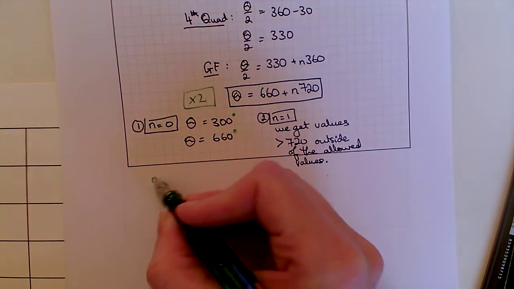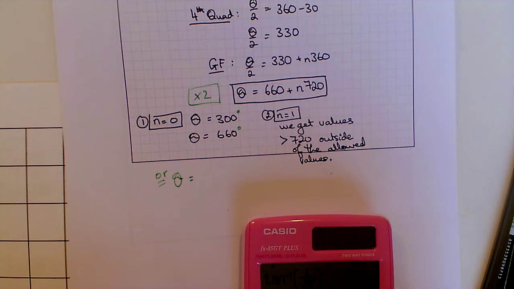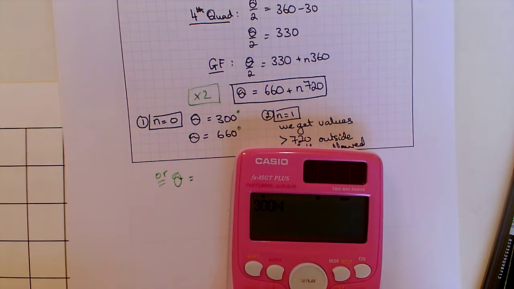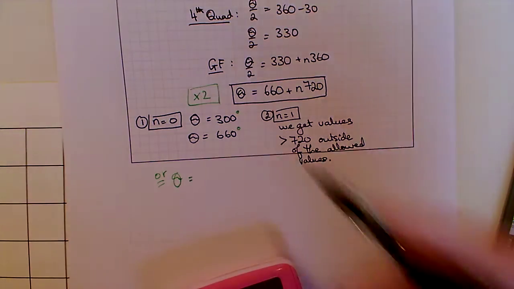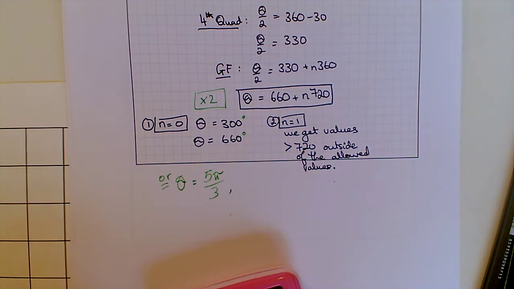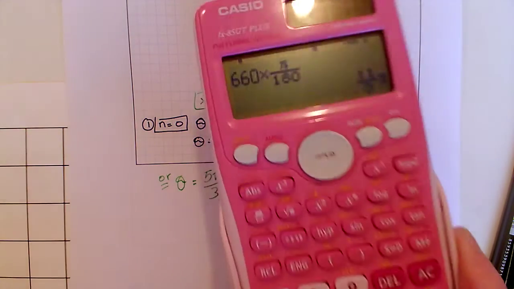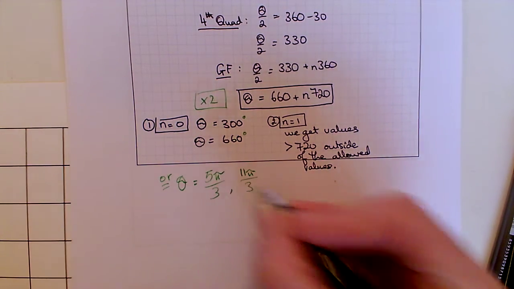You can write them in radian measure. So how do we change them to radian measure? You multiply by pi over 180. So 300 by pi over 180 gives me 5/3 pi, 5 pi over 3. And 660 by pi over 180 gives me 11 pi over 3.